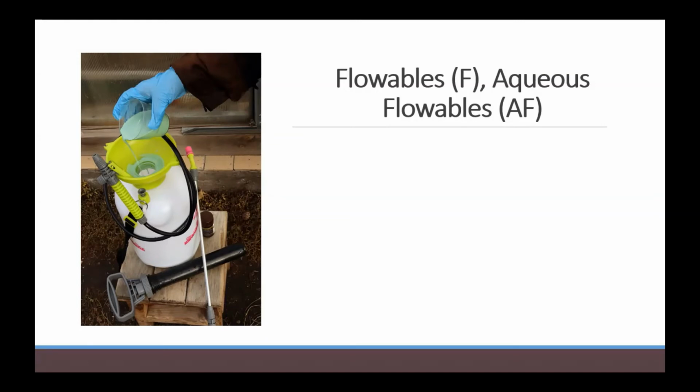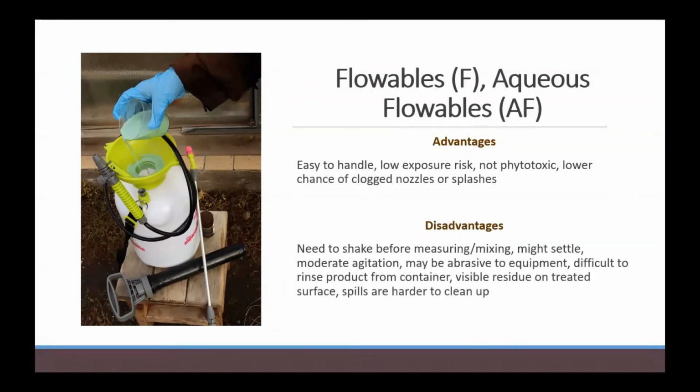Interestingly, in addition to the acronyms F and AF, you might see the acronym L on the label for this formulation, meaning that an insoluble material is presented in liquid form. The advantages are that they're easy to handle. There's a low exposure risk, and they're not phytotoxic. Even though it starts out as a dry product, there's a low chance of clogged nozzles or splashes before it's a thick liquid.